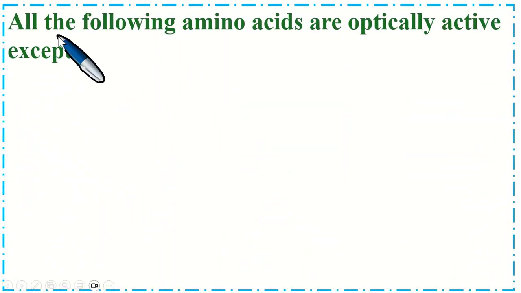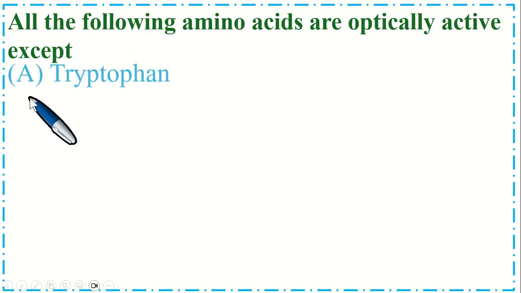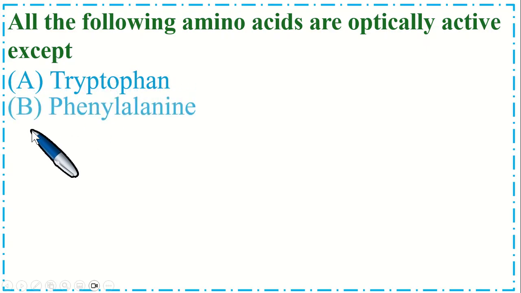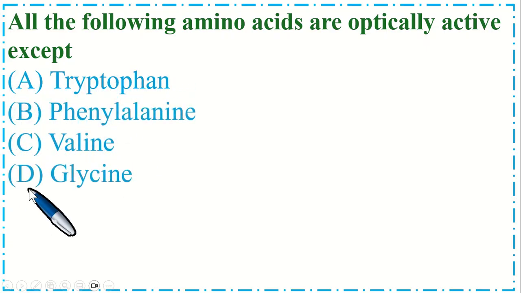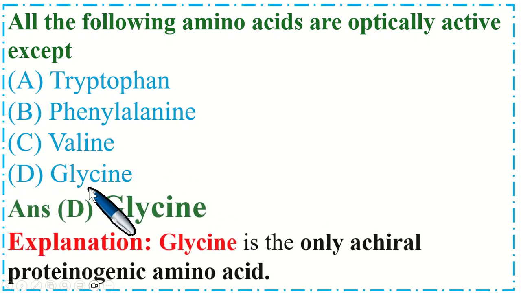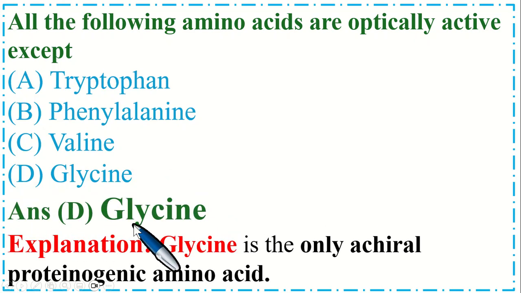So this is last MCQs. All of the following amino acids are optically active except option A, tryptophan, B, phenylalanine, C, valine, and option D, glycine. So the correct option is D, glycine. Glycine is the only achiral proteinogenic amino acid.